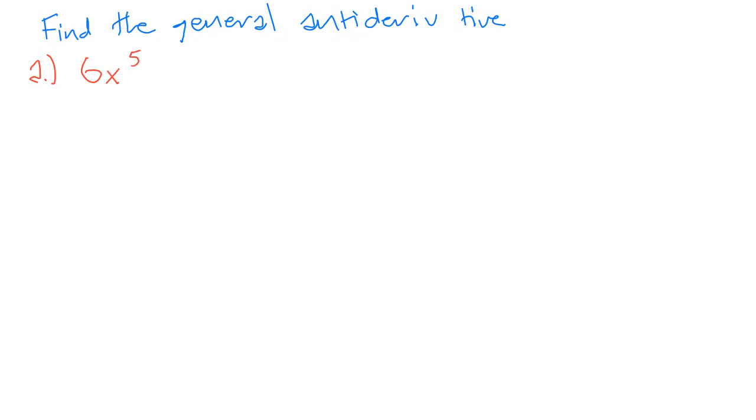When we take an antiderivative, we are essentially doing the opposite of what we did when we took derivatives. So if we go back to our power rule, if we take the derivative of some constant c times x to the n, we knew that was going to get us c times n times x to the n minus 1.